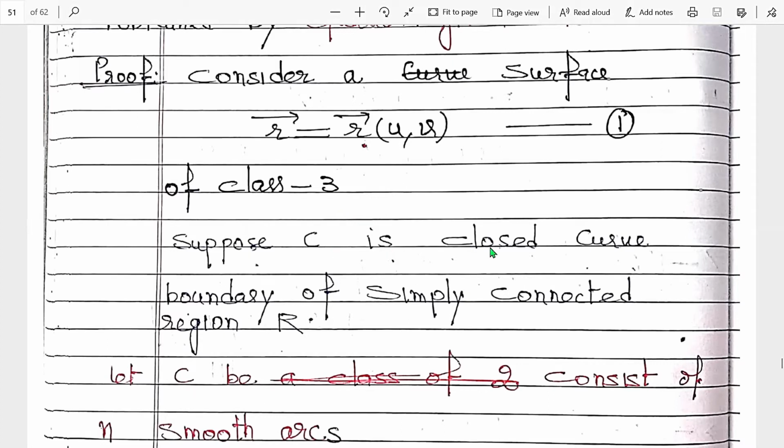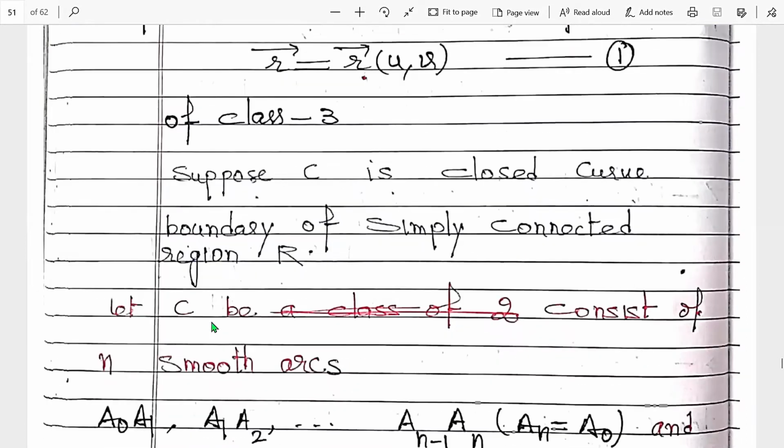Suppose C is a closed curve, as we know what closed and simply connected regions are. Suppose C is the closed curve, the boundary of the simply connected region R. So R is the simply connected region and C is the closed curve boundary of that region. For example, if it is a connected region, the outside boundary is the closed curve boundary of the simply connected region R.